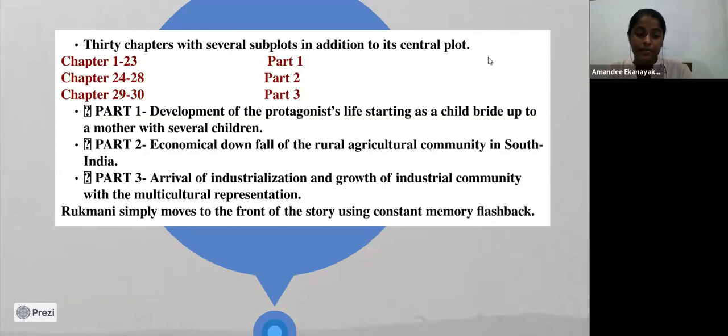In part 2, chapters 24 to 28 contain the economic downfall of the rural agricultural community in South India. In part 3, which means chapters 29 and 30, the arrival of industrialization and growth of the industrial community with multicultural representation. Understanding the organization of the novel is important to know that life is circular, not linear. The novel does not begin with the narrator's childhood, despite our summary of the story as though it did. It begins with the memory flashback technique.